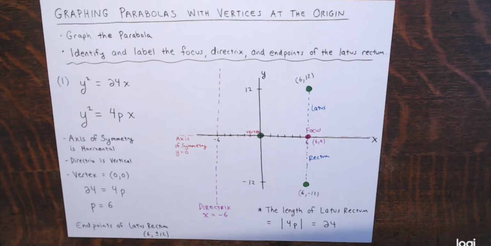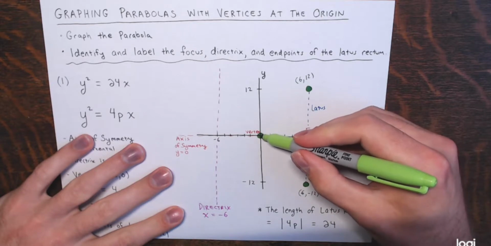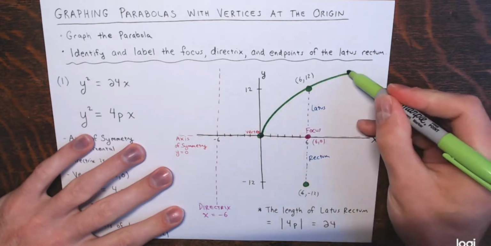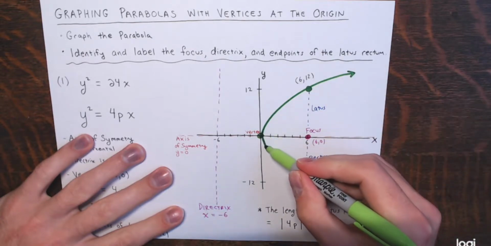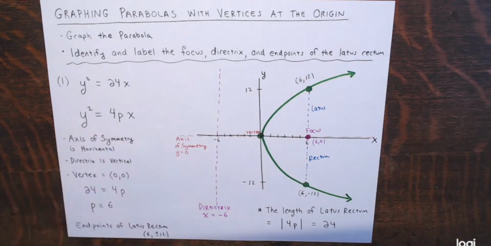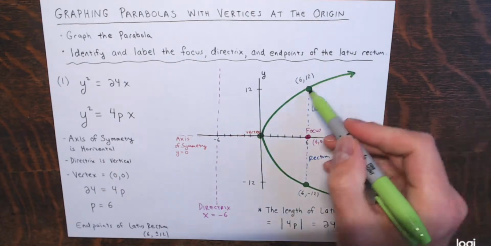Now that I have the vertex and the endpoints of the latus rectum, you can make a pretty rough sketch of the parabola. Just make it curvy, don't make it pointy. Have it curve into these endpoints of the latus rectum and flare out, getting wider and wider as you go further away from the vertex. And there you go. There's a rough sketch of this parabola.